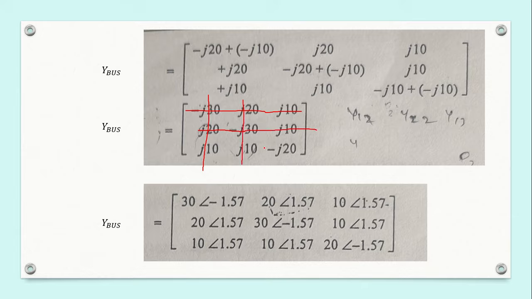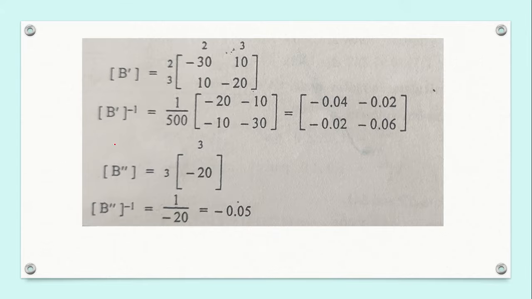And we have only one element left, that is minus j20, and take the imaginary part of that particular element, that is minus 20, and that will be our B double dash matrix. It is a 1 by 1 matrix, minus 20. Okay. So this is our B double dash matrix. Now take the inverse. As it is a 1 by 1 matrix, the inverse can be taken as the reciprocal, and it will be equal to minus 0.05.